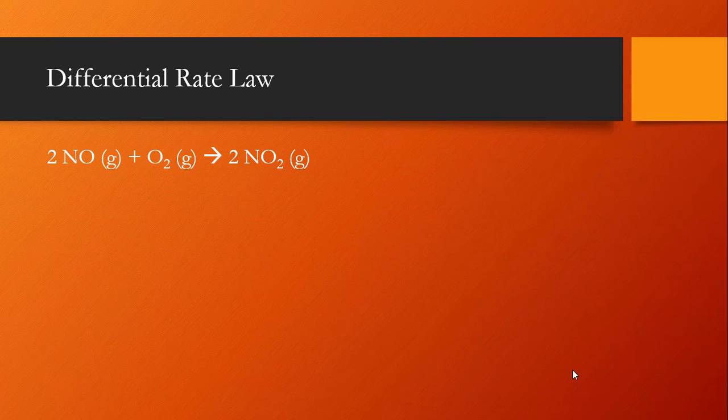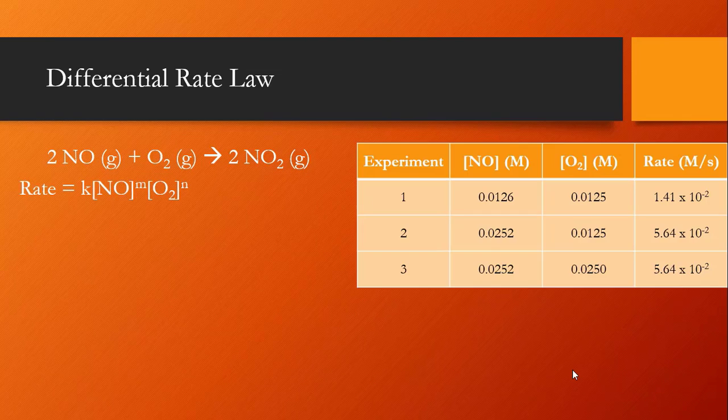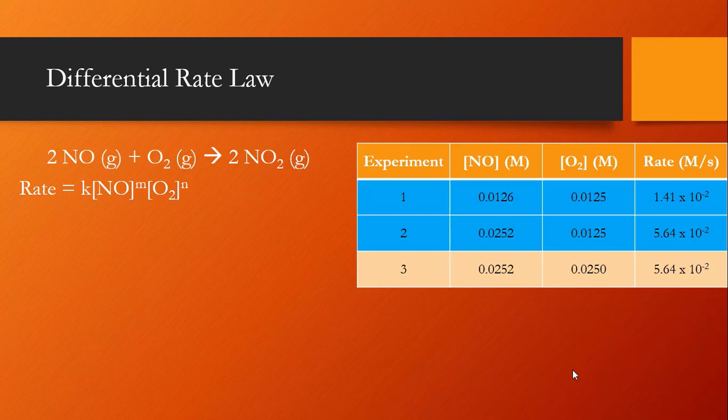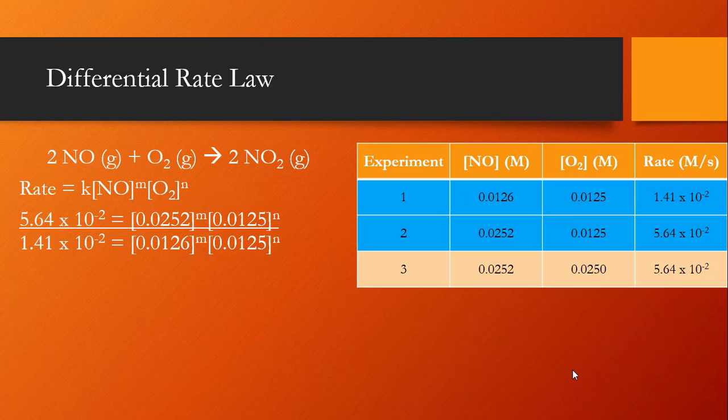So let's do another one. Here we have nitrogen monoxide and oxygen becoming nitrogen dioxide. And here's the data. Here is our generic rate law. We're going to pick the first two, plug it in, set up our division, putting the higher rate in the numerator. You get 4 equals 2 raised to the m.